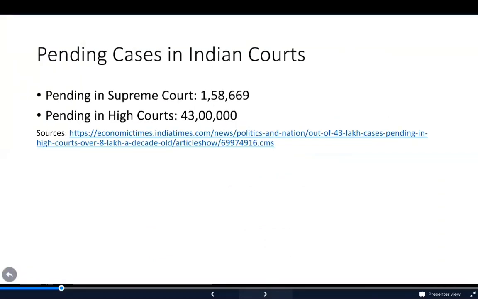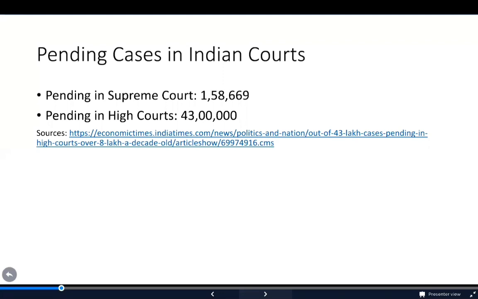Let's go to the next one. Why do we need ADR? If you look at the Indian courts, the Indian Supreme Court has 1,58,669 cases pending, and the high courts have 43 lakh cases pending. Going by this figure, what is the end goal of a business entity?